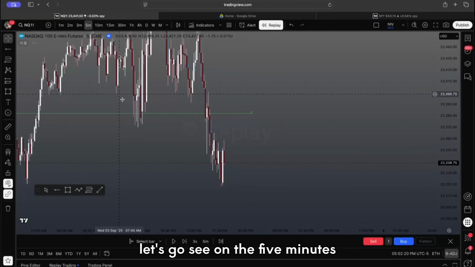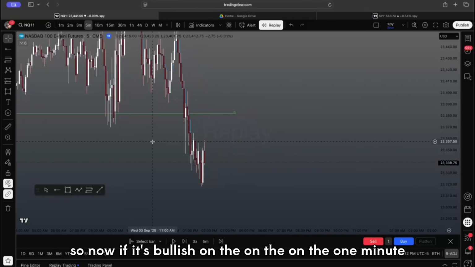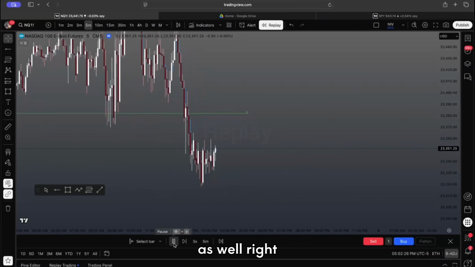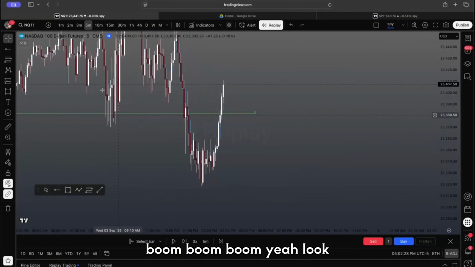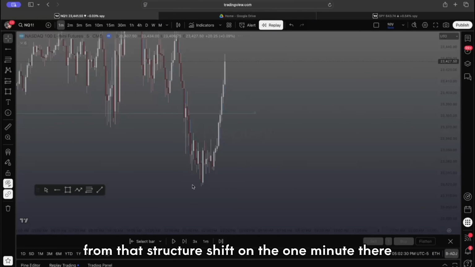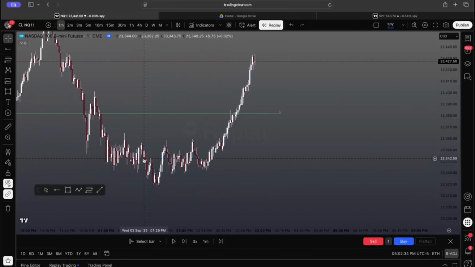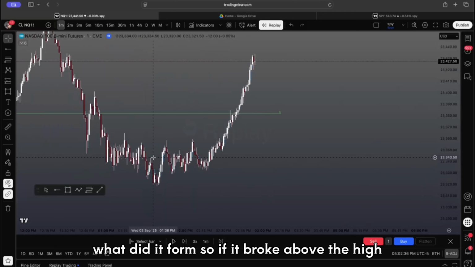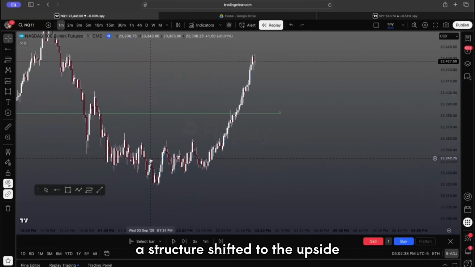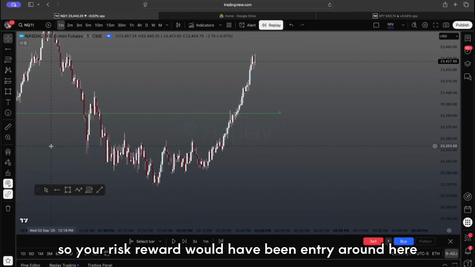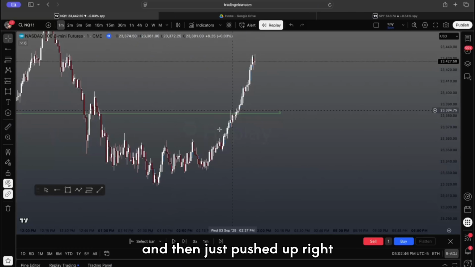Let's go see on the 5 minutes. So now if it's bullish on the 1 minute, you want to wait to see if it's going to go bullish on the 5 minute as well, right? Boom, boom, boom. Yeah, look, see from that structure shift on the 1 minute that we were talking about, right here, what did it form? So if it broke above the high, what's it going to leave behind? A structure shift to the upside. You're going to have an imbalance. You're going to have an order block formed here. So your risk to reward would have been entry around here, and your risk would have been that low, and then it just pushed up, right?